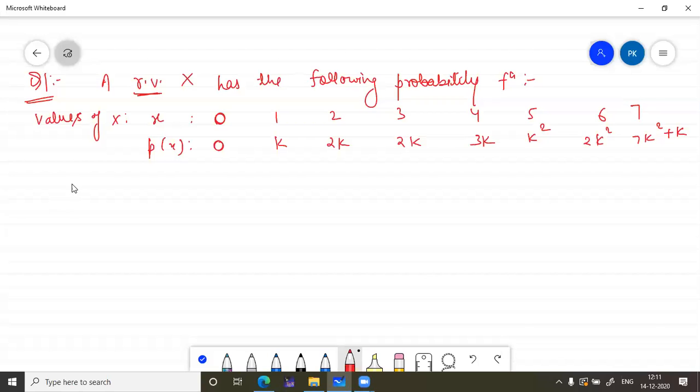Now, first thing is find out the value of k. Second, evaluate probability when x is less than 6 and x is greater than equals to 6.